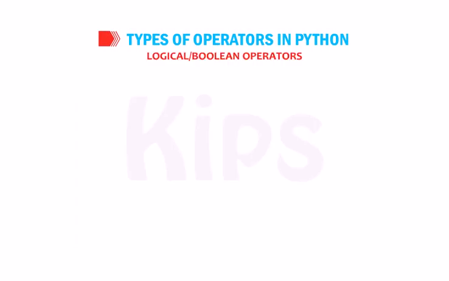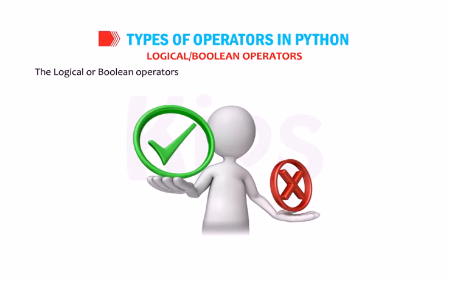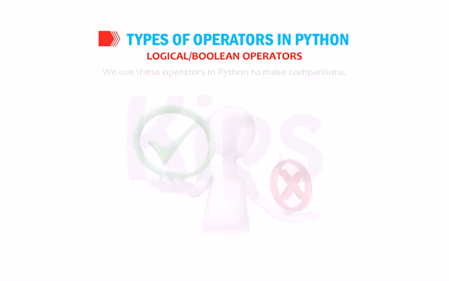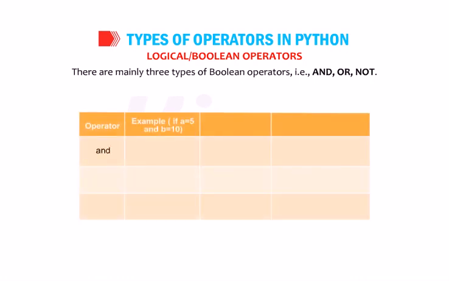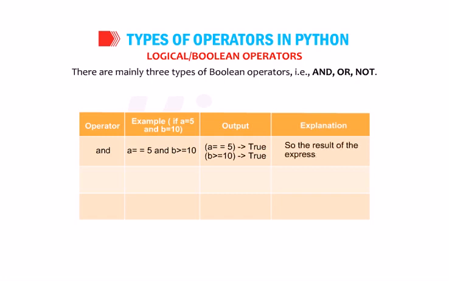Logical or Boolean operators. The logical or Boolean operators evaluate one of the two states, either true or false. We use these operators in Python to make comparisons. There are mainly 3 types of Boolean operators, that is and, or, not. Operator and. Example, if A equals 5 and B equals 10: A equal to 5 and B greater than or equal to 10. Output: A equal to 5, true. B greater than or equal to 10, true. So the result of the expression is true.